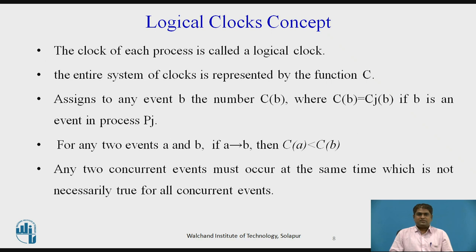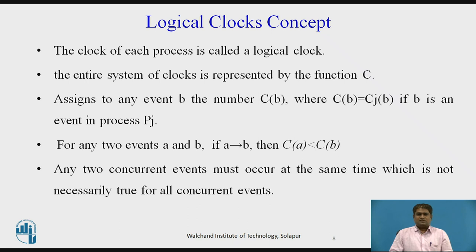The clock of each process is called a logical clock because no assumption is made about the relation of the numbers Ci(a) to physical time. In fact, the logical clocks may be implemented by counters with no actual timing mechanism. With each process having its own clock, the entire system of clocks is represented by the function C, which assigns to any event b the number Ci(b), where Ci(b) is equal to Cj(b) if b is an event in the process Pj.